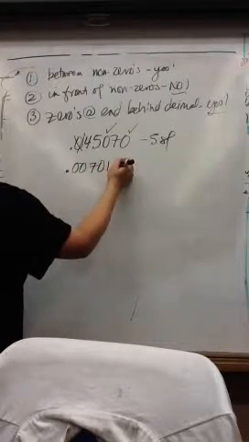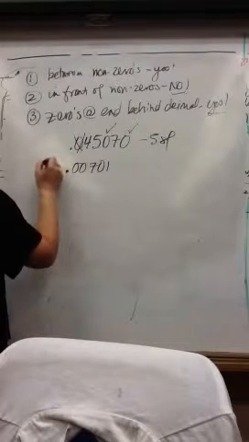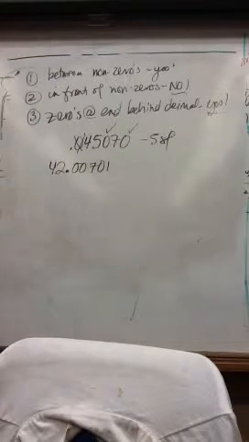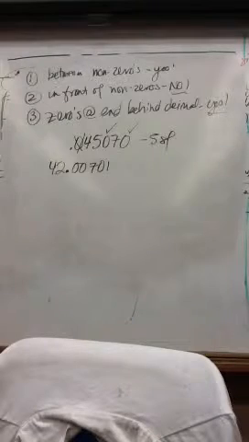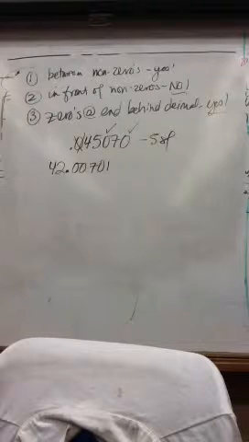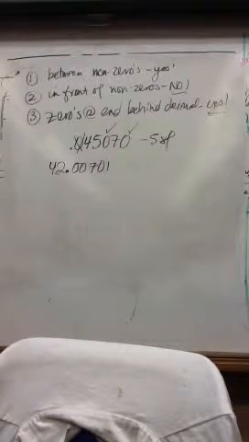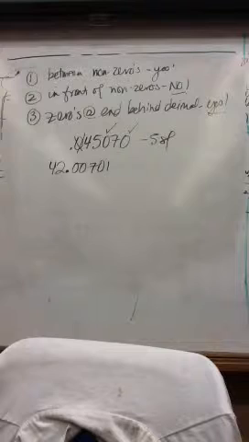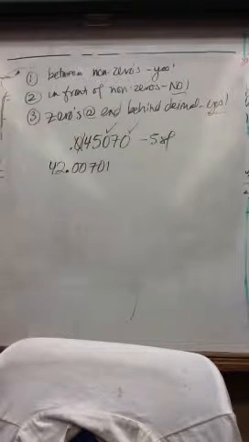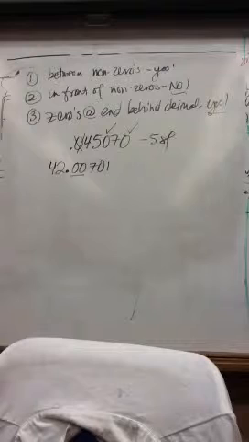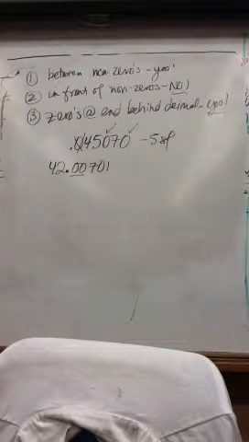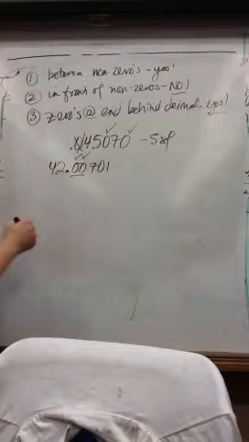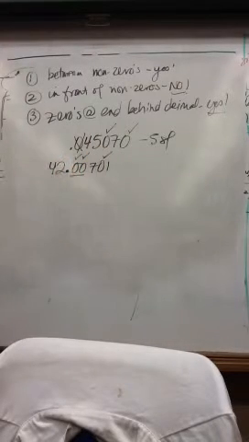Actually, let's make this 42.00701. How many sig figs? 7. Every single number there is significant. These are significant. Why? They're between two non-zeros. So yes and yes. This one's significant also because it's between non-zeros. Make sense? You're going to get lots of practice with these.